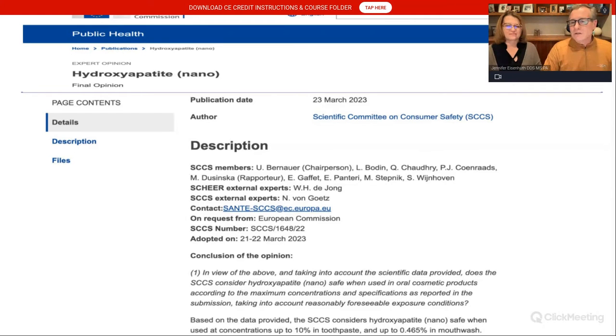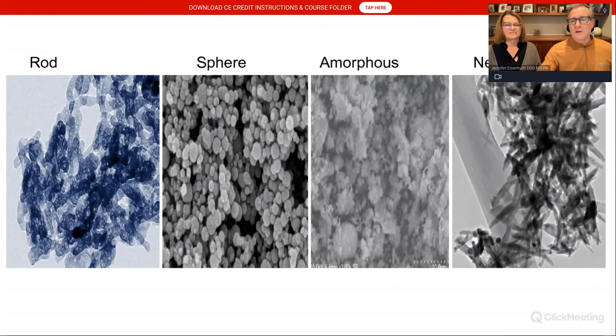However, the European Commission did put 2 requirements for it to be safe in toothpaste. Number 1 is that the concentration of nanohydroxyapatite in the toothpaste doesn't exceed 10%. Number 2 is that the actual crystal shape is rod shape. So I think this is an important takeaway when you have patients asking you if nanohydroxyapatite is safe, if they're concerned about the safety requirements of it. As the European Commission has reported, rod does pass the test.